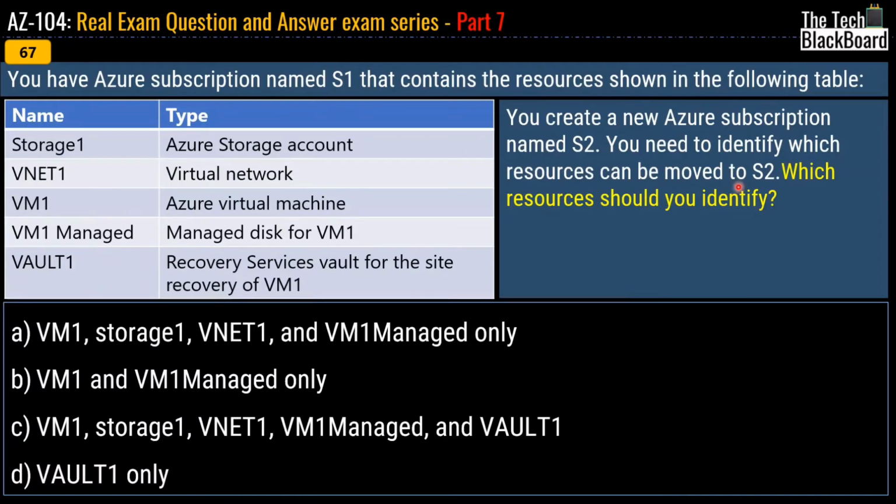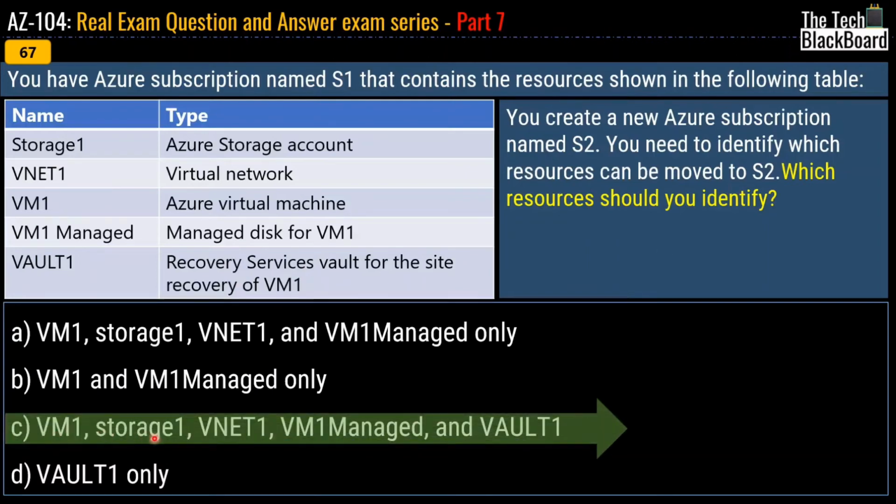So assuming that the question is asking that the movement of resources is within the same region, the correct answer for this question would be VM1, Storage 1, VNet 1, VM1 Managed, and Vault 1. So literally all the resources that are presented in the question can be moved from subscription 1 to subscription 2. But in case the question had asked you that the movement of resources is from one region to another region, then moving the Recovery Services vaults for Azure Backup across regions is not supported. So just keep that important tip in mind.